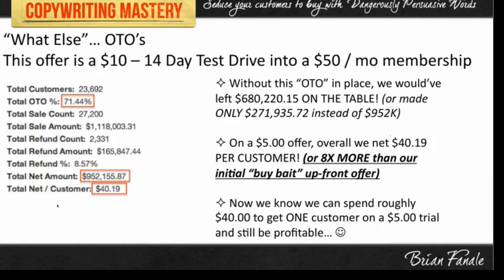Now, as I talked about earlier, you can spend 30, 40, 50 bucks per customer if the initial offer is $5 up front because of this. We know that we can spend 40 bucks to get one customer on a $5 trial and still be profitable. That's where the game changes, because it's like an ATM. Like, how fast can we spend money to get people to this funnel? It's like a magic slot machine. It really is. Right?